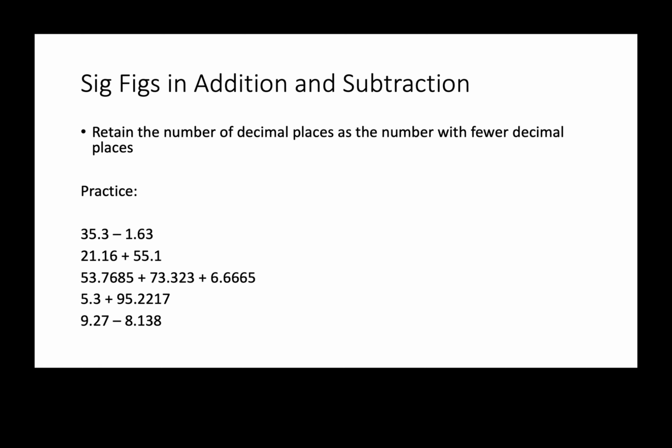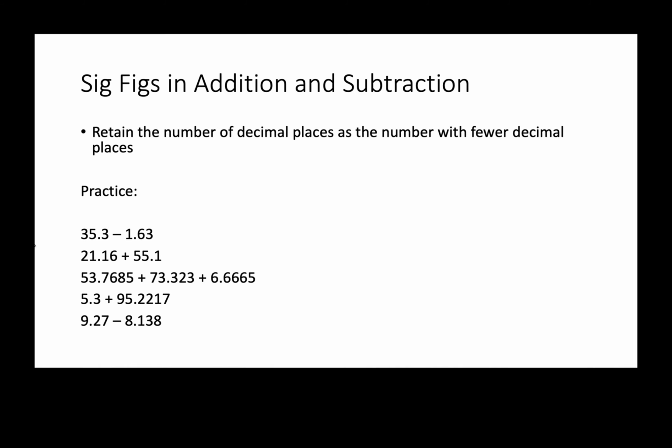Now on to addition and subtraction. The numbers for addition and subtraction are a little bit different. So what we're going to do is round the answer to the decimal place of the number with the fewest decimal places. So basically we are rounding to the least precise value. So first I'm going to do an example with addition, and then I'll do an example with subtraction.